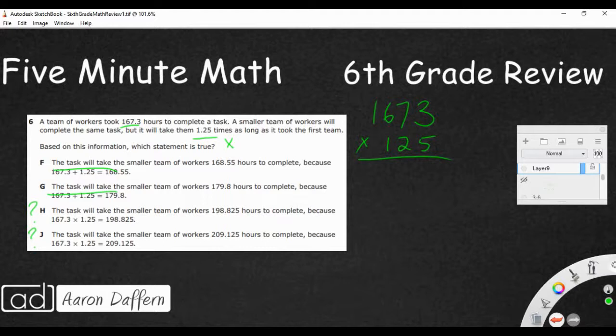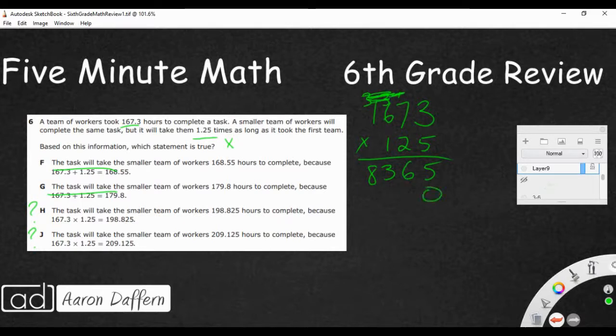5 times 3 is 15. 7 times 5 is 35. Add that 1 back in is 36. 5 times 6 is 30. Add the 3 back in, 33. 5 times 1 is 5. Add the 3 back in, 8. So there's your first row: 8, 3, 6, 5. Make sure to get rid of those.